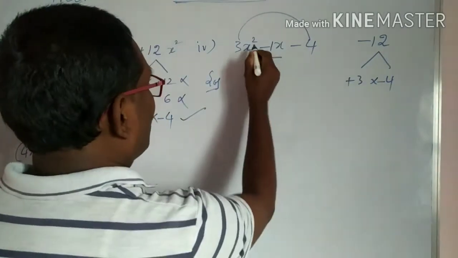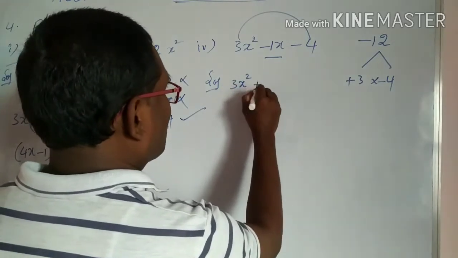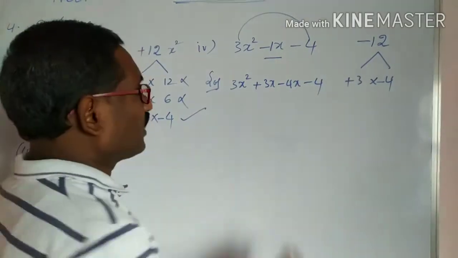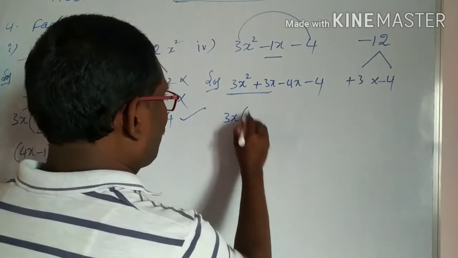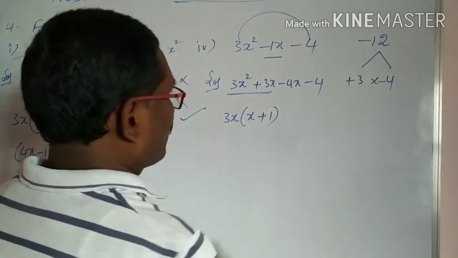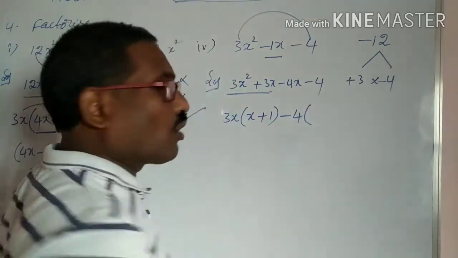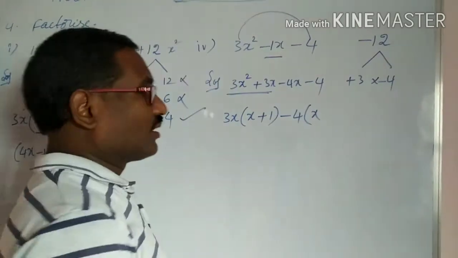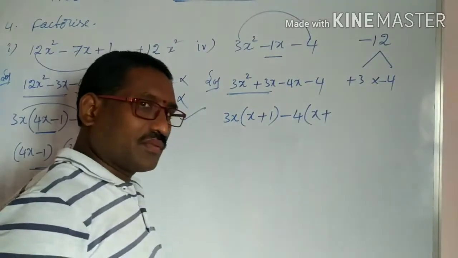Now you can write this as 3x square plus 3x minus 4x minus 4. In these two terms, what is common? Here 3x is common. If I take 3x common, what is left? x plus 1. Here minus 4 is common. If I take minus 4 common, what is left? x, and since minus is common, plus will come, so plus 1.